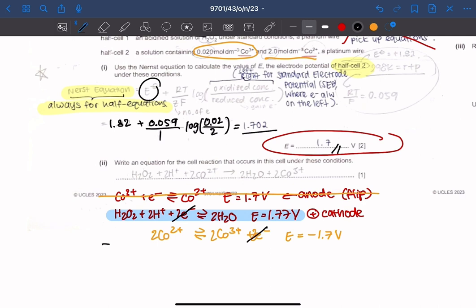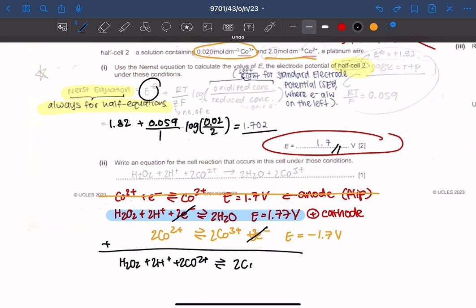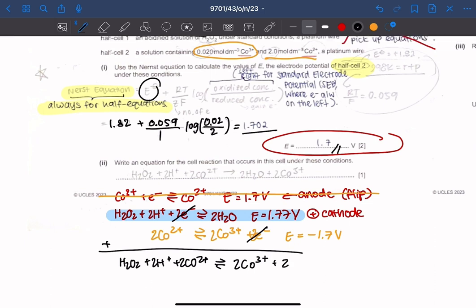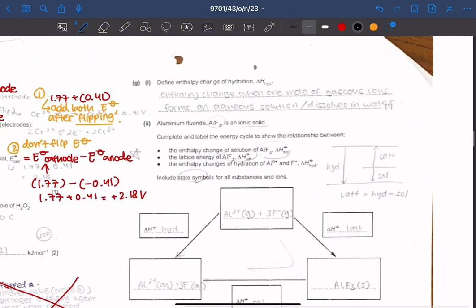Cross out the 2e minus, and then you add them all up to get the overall equation: H2O2 plus 2H plus 2CO2 plus forms 2CO3 plus 2H2O, as seen in here. Okay, moving on. Next question.